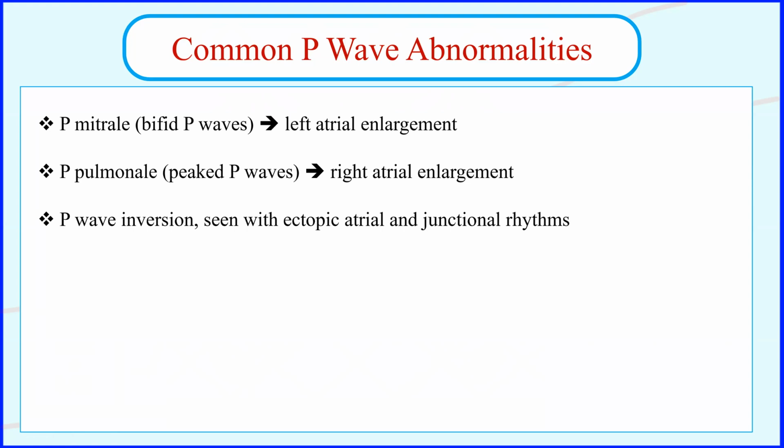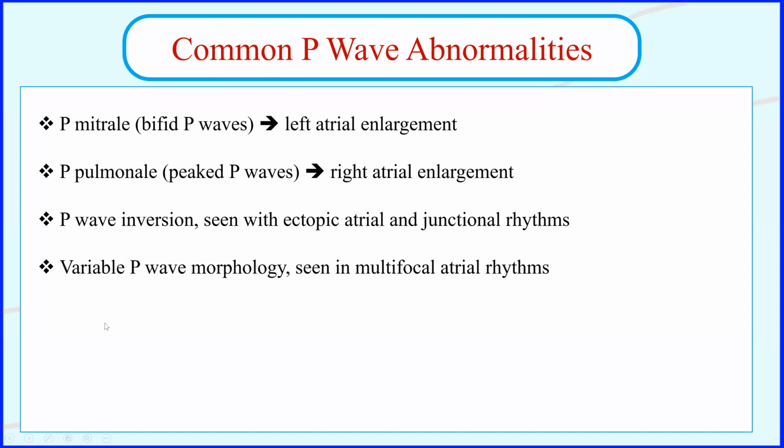You have to localize its source. It is either ectopic atrium, like it's coming from an ectopic focus in the atrium, or junctional, and we learned how to differentiate. And the last one is variable P wave morphologies.